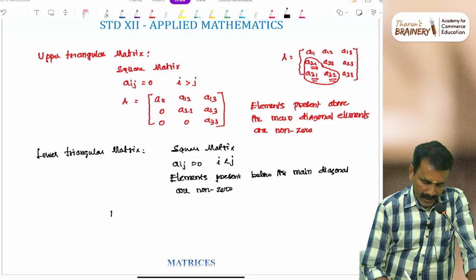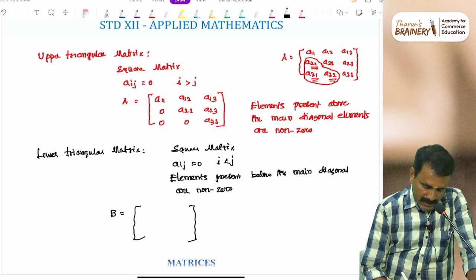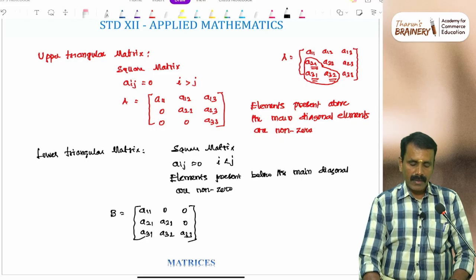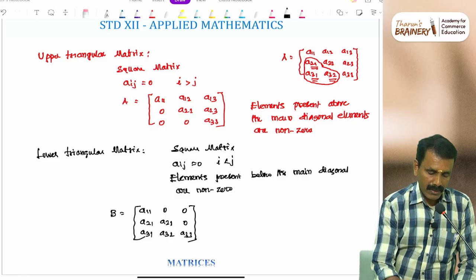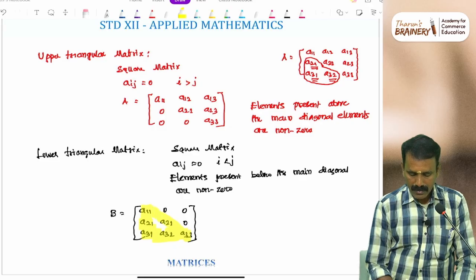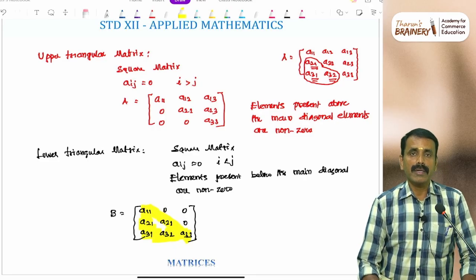So for example, we can have B equal to a 3 by 3 matrix, because it should be a square matrix: A11, 0, 0, A21, A22, 0, A31, A32, A33. So the elements present below the main diagonal are non-zero. So it is called a lower triangular matrix.